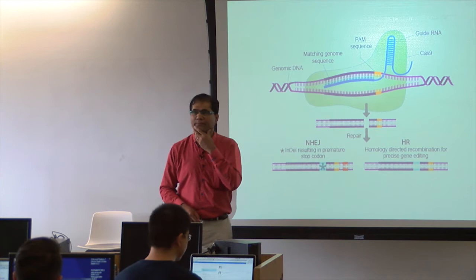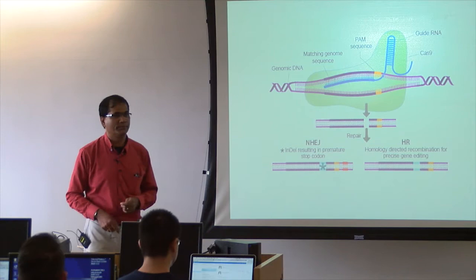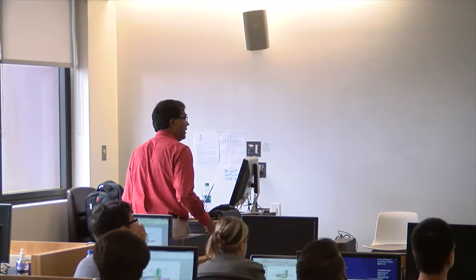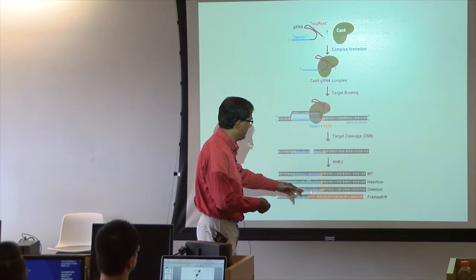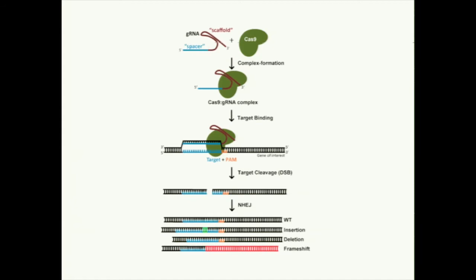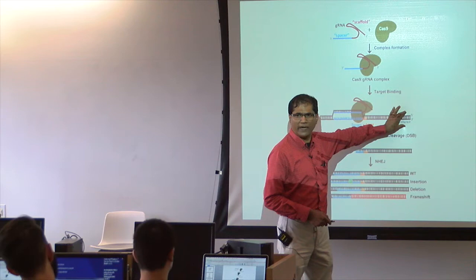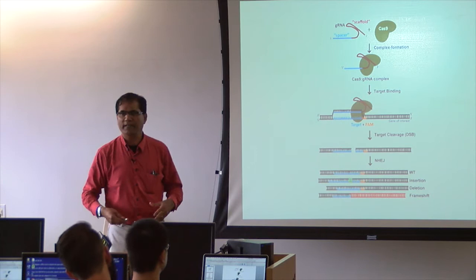What else can you do with this? When you do this, it can be wild type, an insertion, a deletion, or a frameshift mutation in that gene, and you can knock it out. But you can also target it here and here. You can have two guide RNAs and then slice this region out. You can do that.